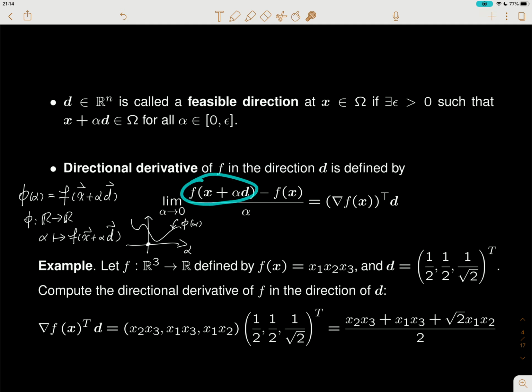So this, according to our definition, is just the phi of alpha. This, according to our definition, is just phi of 0, because you take this as 0, then you just have f of x. So the numerator here is nothing but phi of alpha minus phi of 0, and the denominator is alpha. So now I write this as phi of alpha minus phi of 0 divided by alpha, and then I'm taking the limit for alpha going to 0.